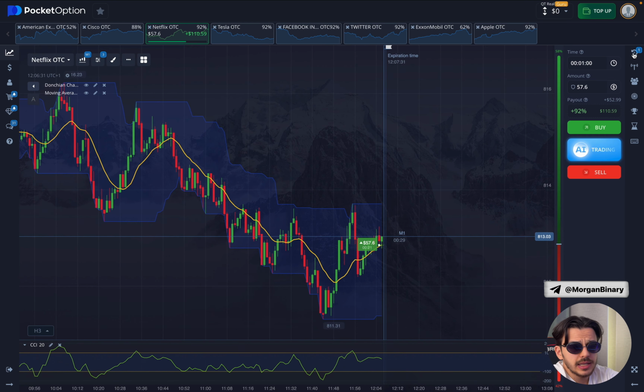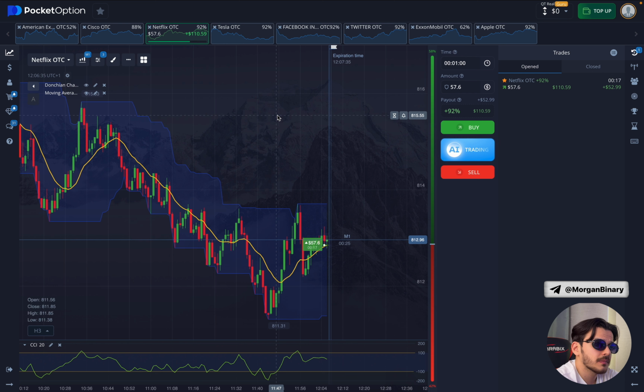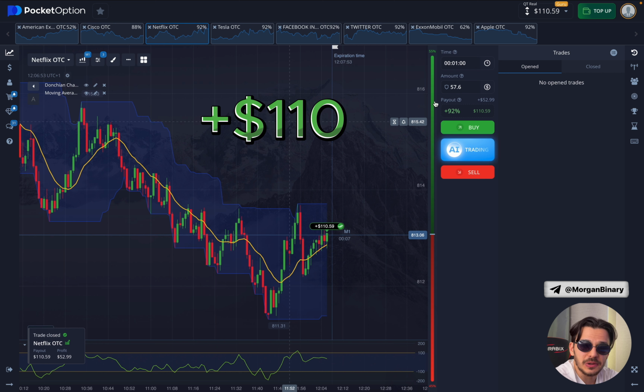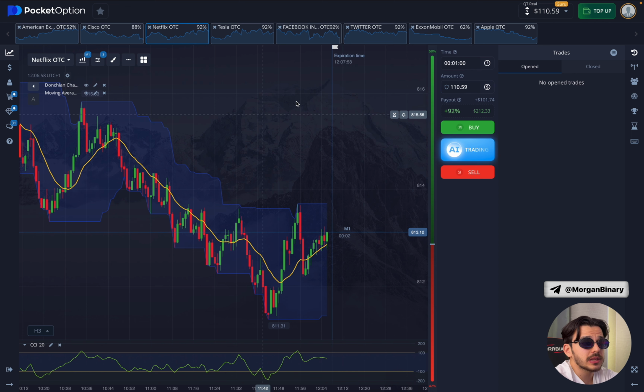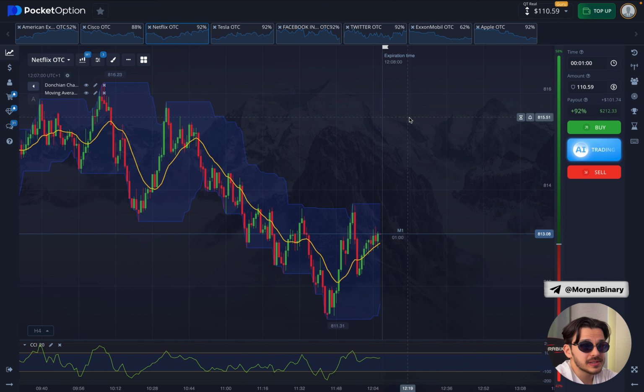So guys, let's see the result. And the position is also closed in plus without any problems. The first trade is also opened on the maximum amount of balance. Let's continue and pick up the next entry point.